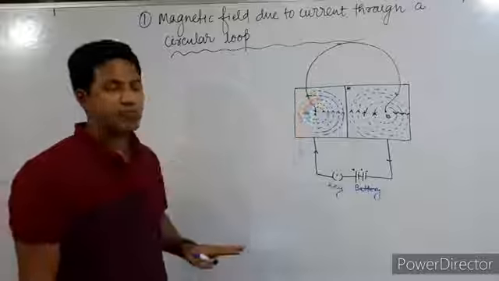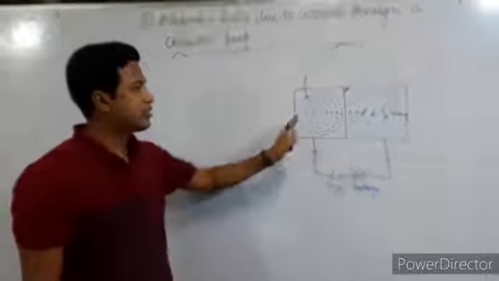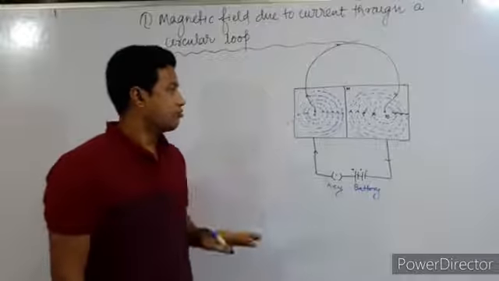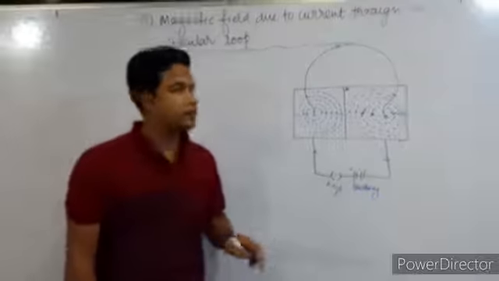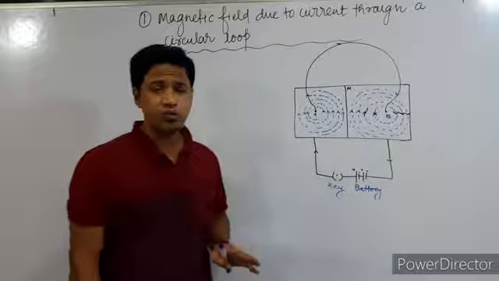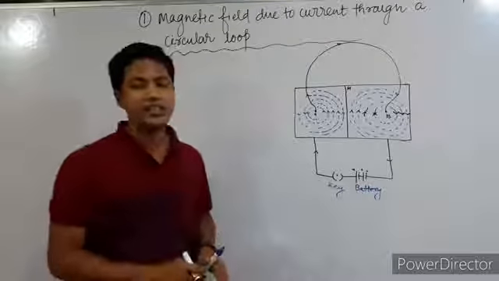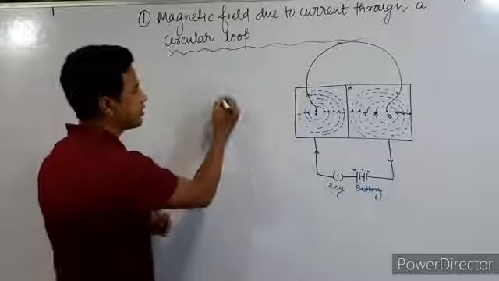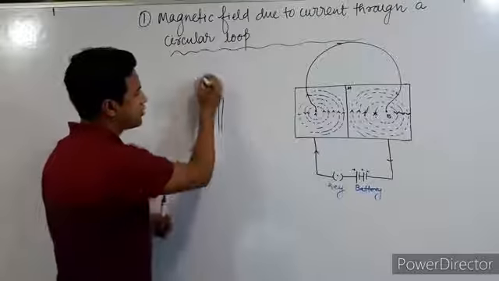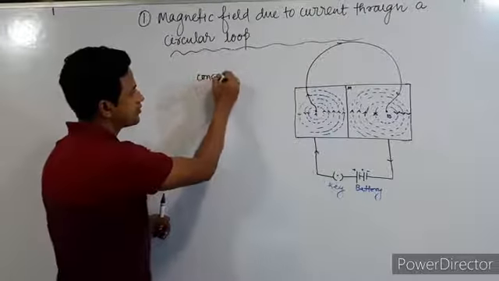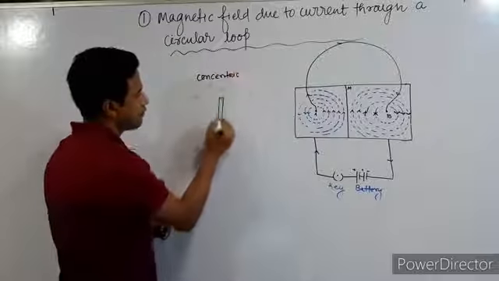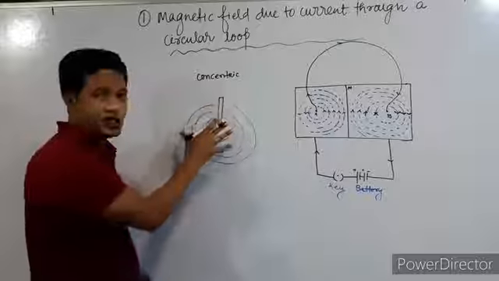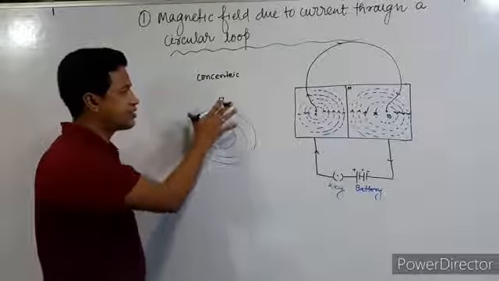So in this diagram, what you can understand is that if we make the straight conductor in the form of a circular loop, here the magnetic strength will be increased. As you see, a straight conductor will create concentric circles like this. This is only the magnetic field around a straight conductor.